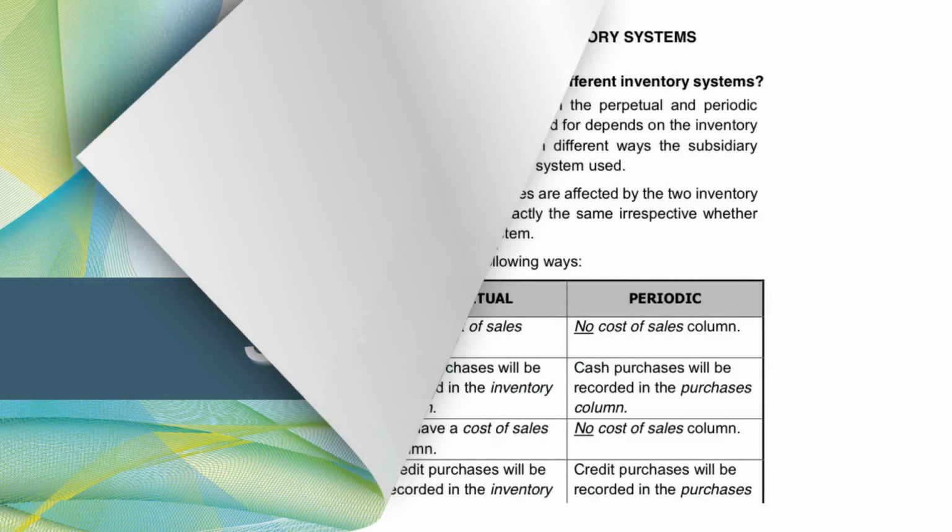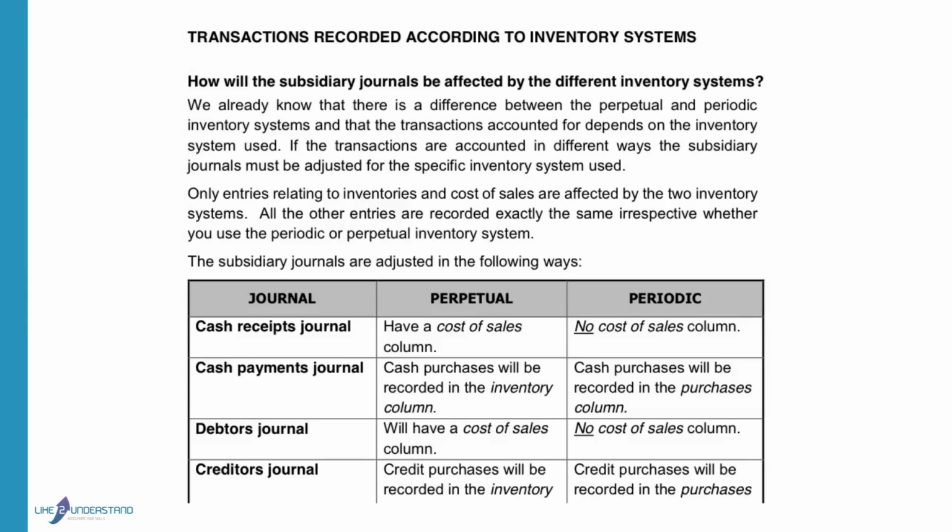Good morning. We will pay attention to the transactions according to the two different inventory systems. How will the subsidiary journals be affected when the different systems are used? We already know that there's a difference between the perpetual and the periodic inventory systems, and that the transactions accounted for depends on the inventory system used.